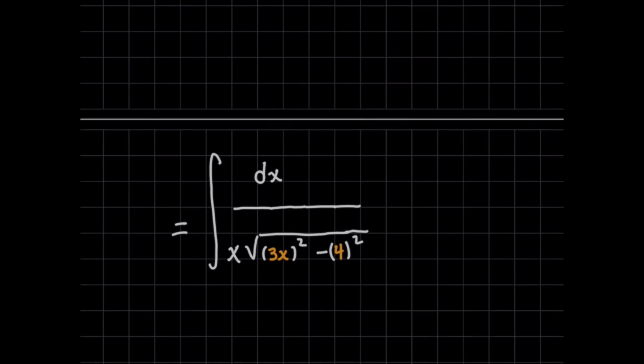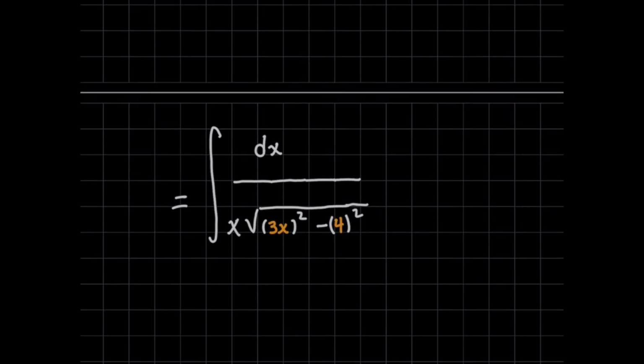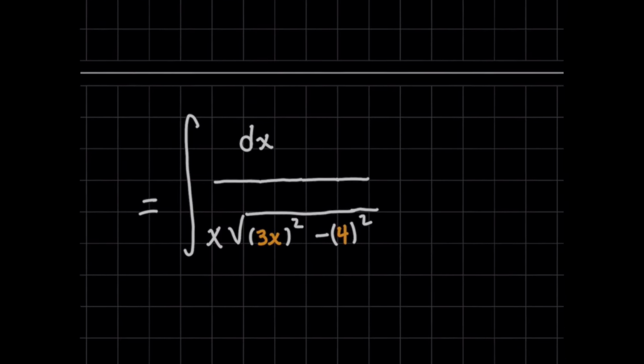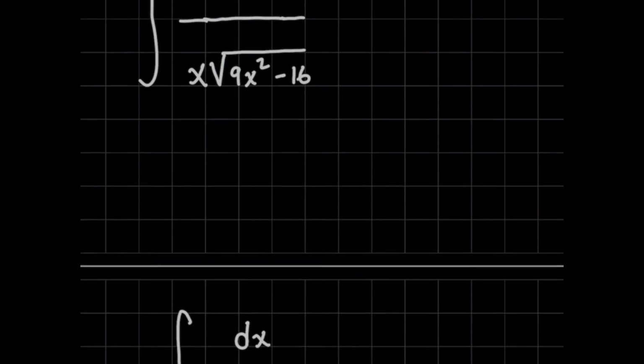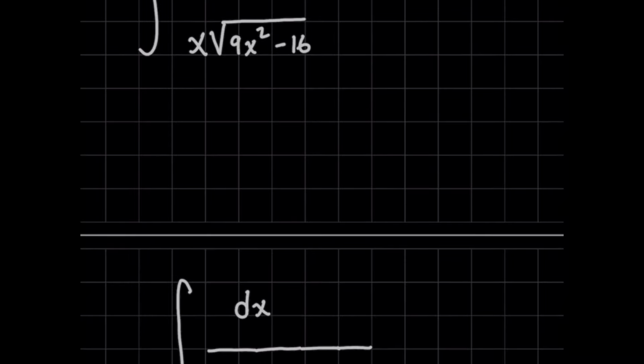But let's go ahead and begin. The first thing I did here was I rewrote what's under the radical, because when I'm looking at 9x squared minus 16, the very first thing I always check for problems like this with the radical on the denominator is to say, hey, is this a difference of two squares? And surely enough, it is.